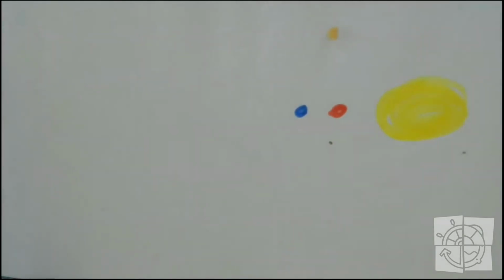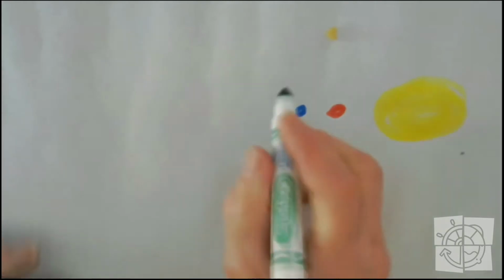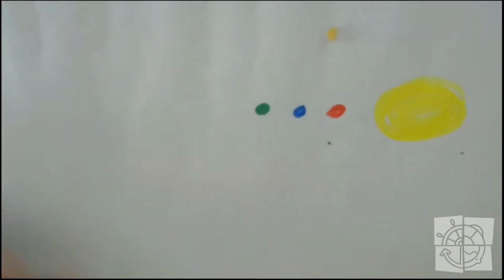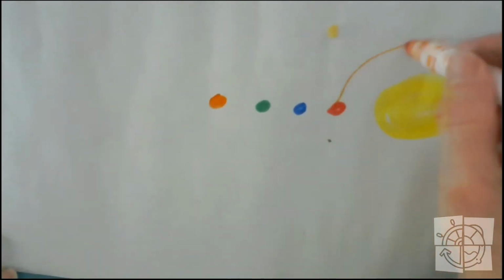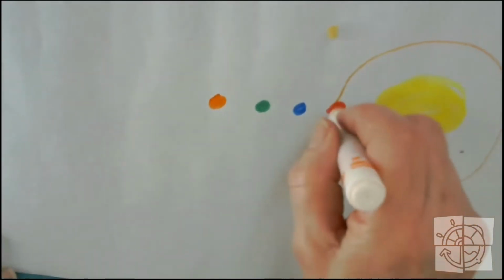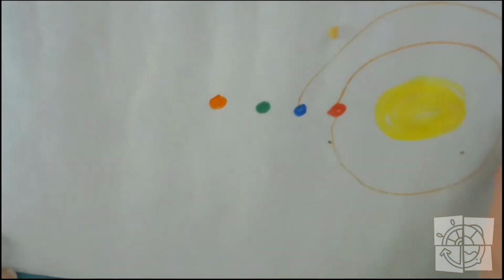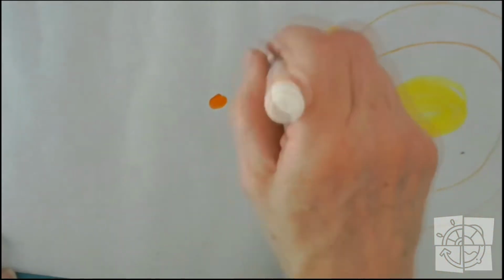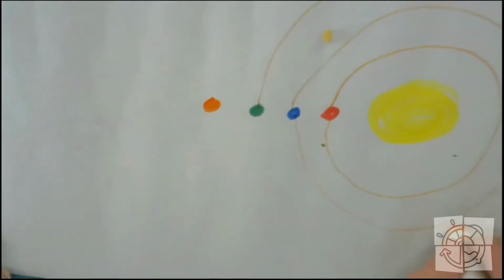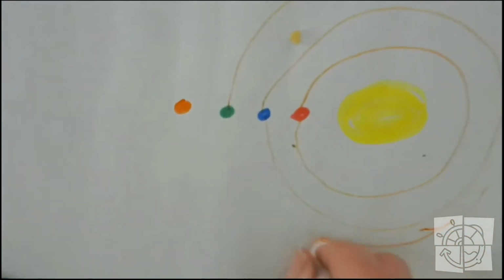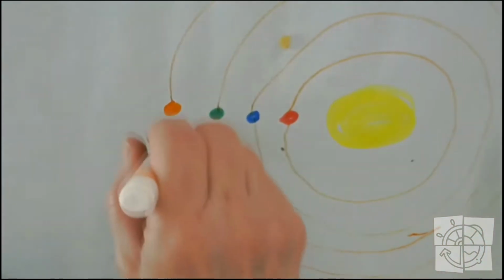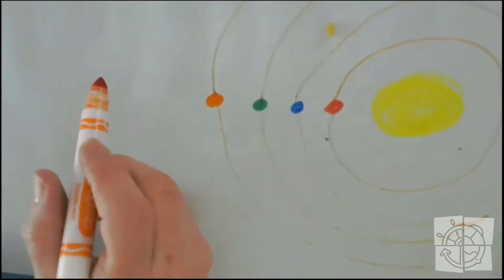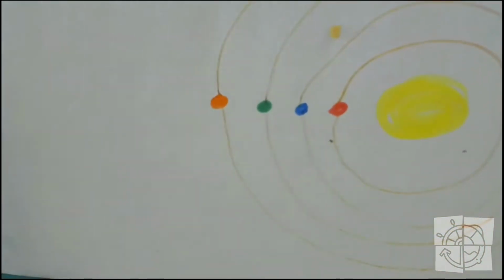Whoa, I lost Earth. Okay. Earth, and then maybe Mars. And all of these are going in circles or orbits around the sun, and they're pretty much in a circle, but sometimes, you know, oval shapes. And then of course there's other planets out there.